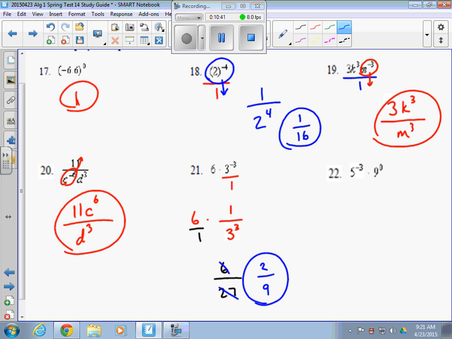5 to the negative third times 9 to the 0. Again, anything raised to a negative exponent has to ride the elevator. 1 over 5 becomes to the positive third. Anything to the 0 power we know is 1. So we have 1 over 5 to the third. 5 times 5 is 25, times 5 is 125. So we have 1 over 125 times 1, which would simply be 1 over 125.